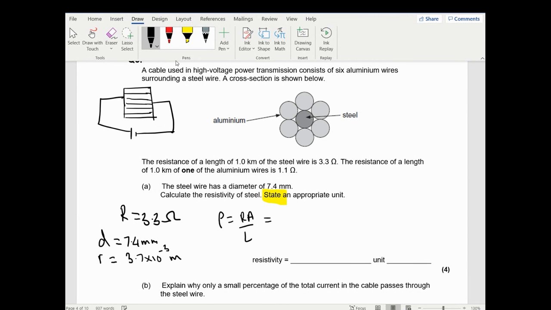We can see it's a circle. So we know it's going to be 3.3 times pi r squared over the kilometre, because it's the information we know about. Putting it in there: 3.7 times 10 to the minus 3 squared, times pi, times 3.3, divided by 1 times 10 to the 3. We get an answer of 1.42 times 10 to the minus 7 ohm metres. Okay, so it's 1.42 times 10 to the minus 7 here.